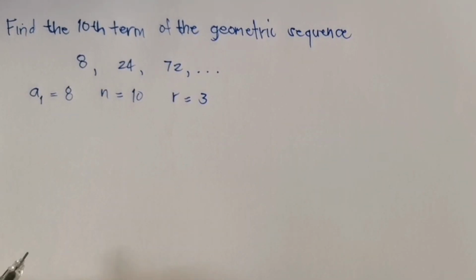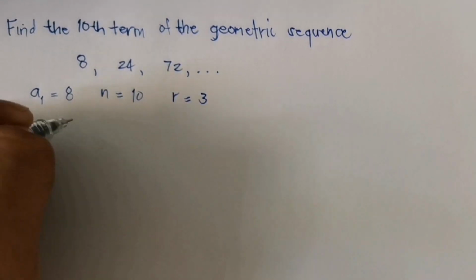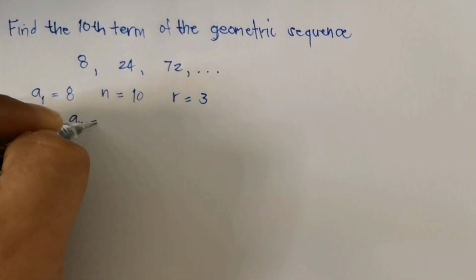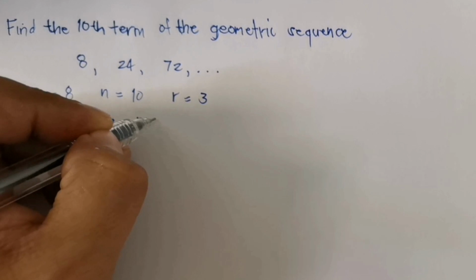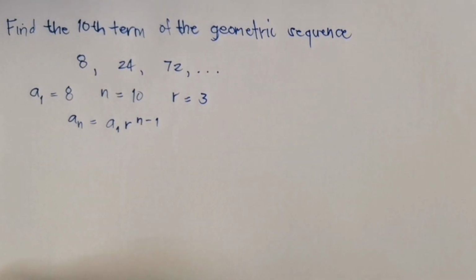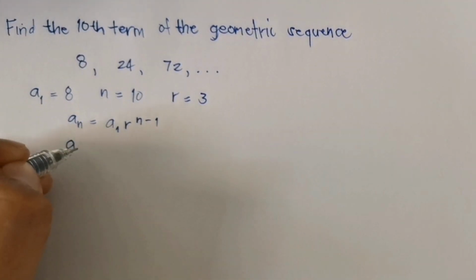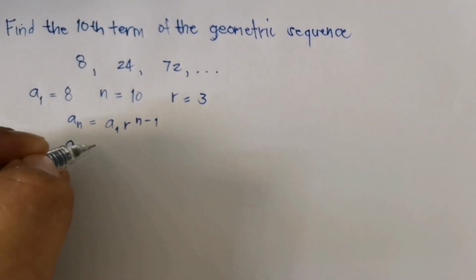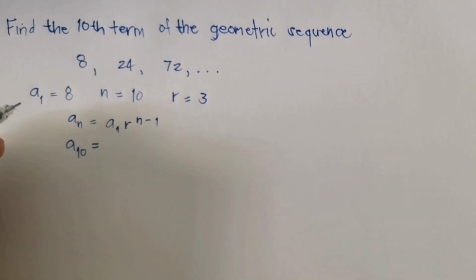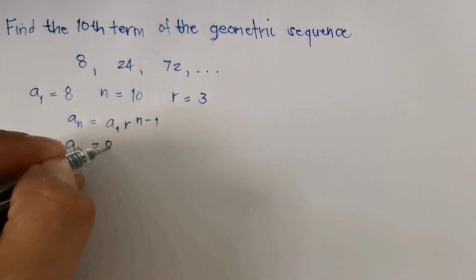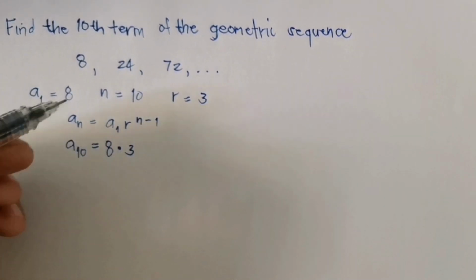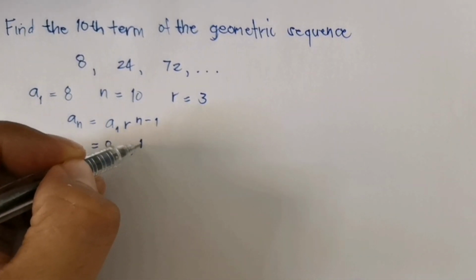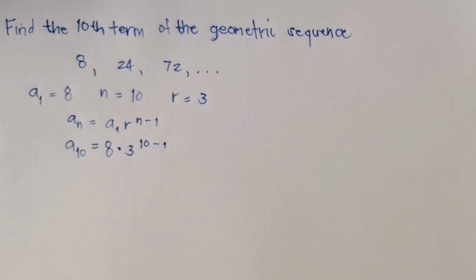Let's write the formula of geometric sequence. A sub n equals a sub 1 times r raised to n minus 1. Then afterwards, let's substitute the values. A sub n becomes a sub 10 equals the value of a sub 1, which is 8, times the value of r, which is 3. Then again, the value of n is 10 minus 1.